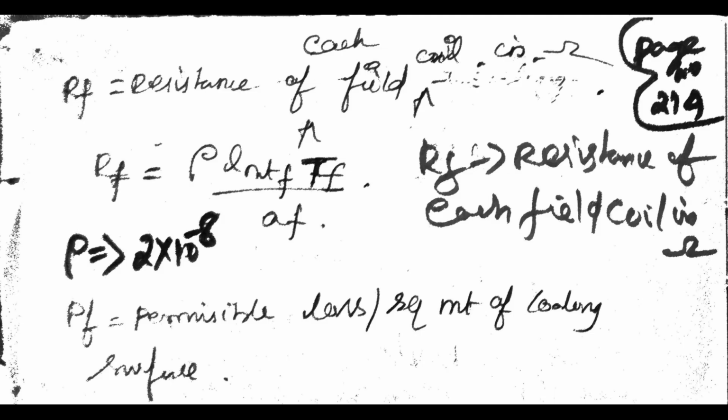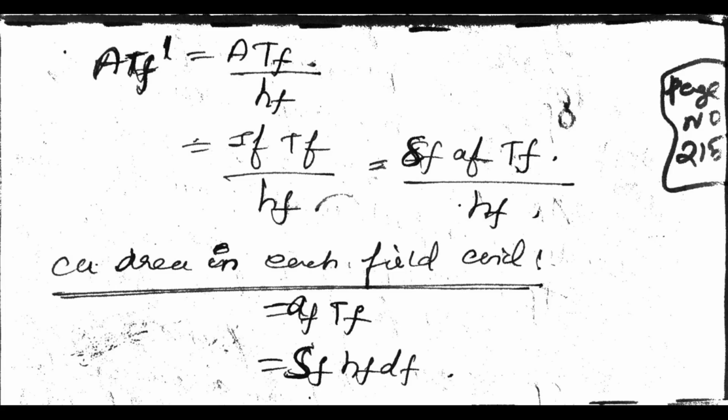Capital RF is the resistance of each field coil in ohm. RF is equal to rho LMTF TF divided by AF. Rho is 2 into 10 power minus 8. PF is the permissible loss per square meter of cooling surface. Capital ATF dash is equal to ATF divided by HF. ATF dash is equal to IF TF divided by HF. That is, ATF dash is equal to delta F AF TF divided by HF. Copper area in each field coil is equal to AF TF. Copper area in each field coil is equal to SF HF DF.